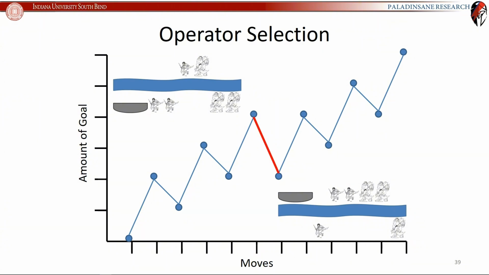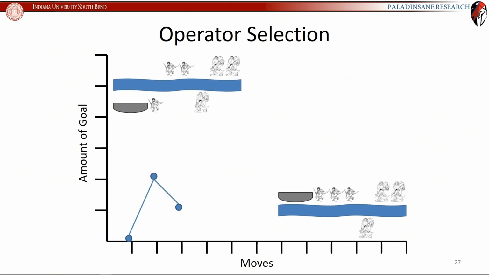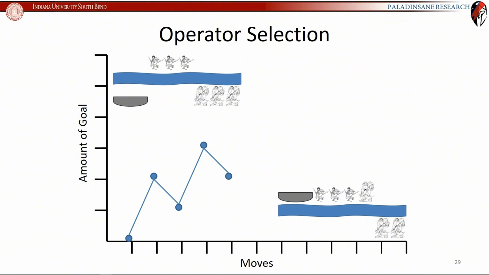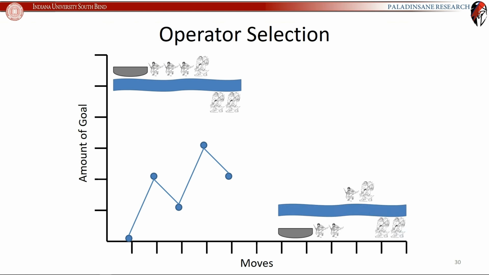And this works in the early going. So in the early going, you're like, hey, you know what? Bring two across, send one back. That's great. I've made progress. Next one, send two across, bring one back. That's great. I've made progress. So now you've had two successful applications of this particular strategy. And now you're like, okay, let's keep going. Send two across. That looks great. Send one back, and you're stuck.